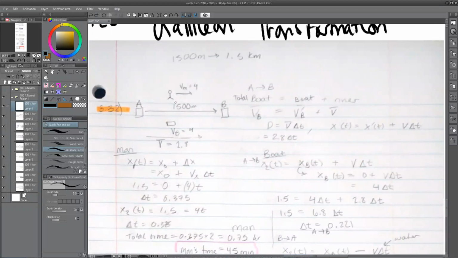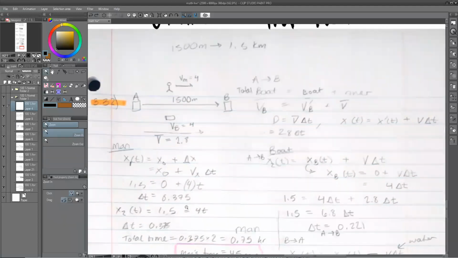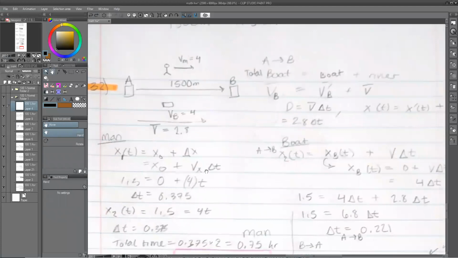So relative velocities and Galilean transformation, it's all kind of fussy. Firstly, we do this conversion. We have to convert everything to the same units, and it's just easier when everything is already in kilometers per hour. So we convert the length of the river from 1,500 meters to 1.5 kilometers. This is just my recreation of exactly what we just did. So first, let's calculate for how the man walks.